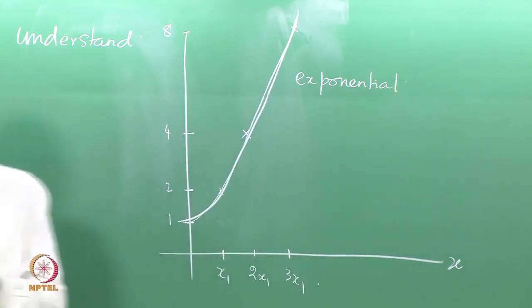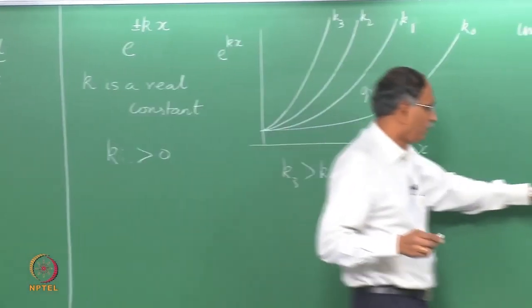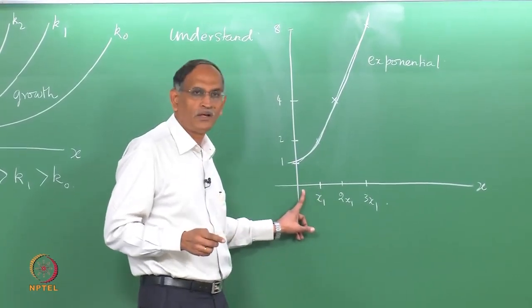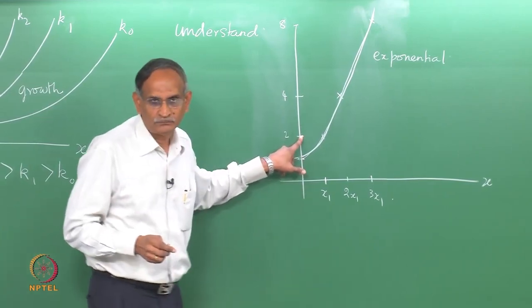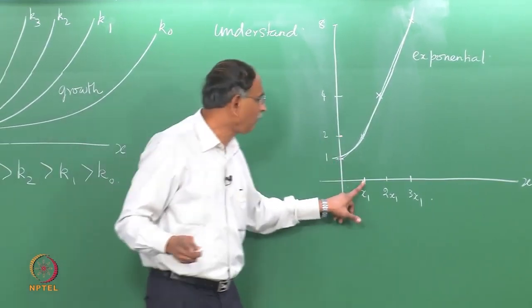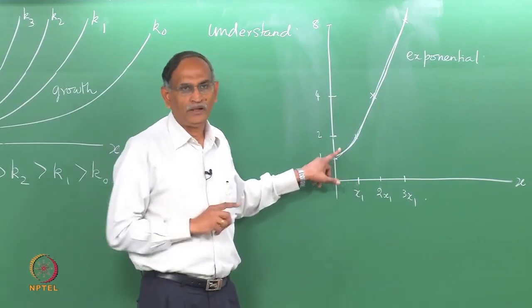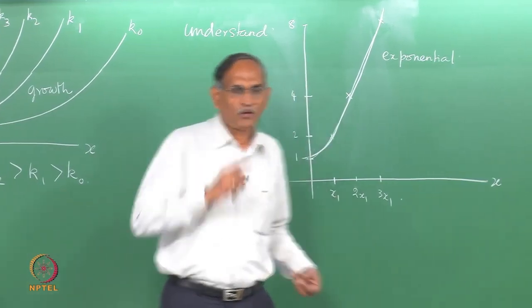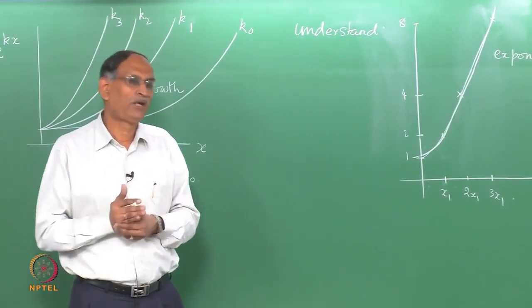There's nothing special about doubling. The function may start with some value; in the first interval, whatever value it becomes, from 1 it may become 3. But in the next same amount of interval, 3 becomes 3 squared. In the next interval, 3 squared becomes 3 cubed. Such growths are called exponential growths.